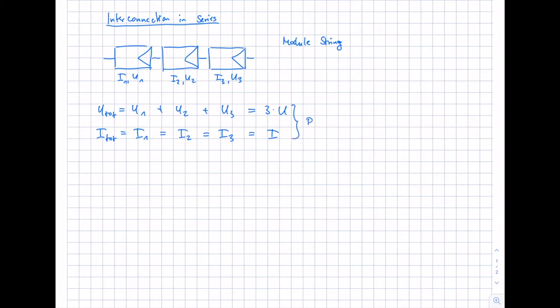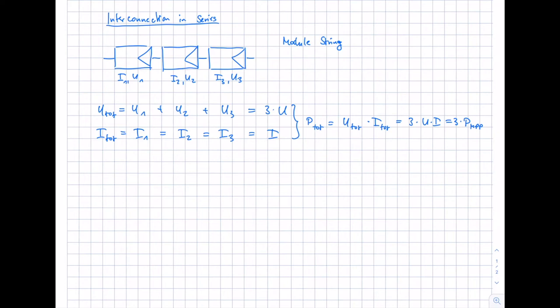And the power of our system, if we consider what is the total power of our system, we have U total times I total, and that is 3 times U times I, and that is 3 times PMPP. So the total power is 3 times the power of just one module.